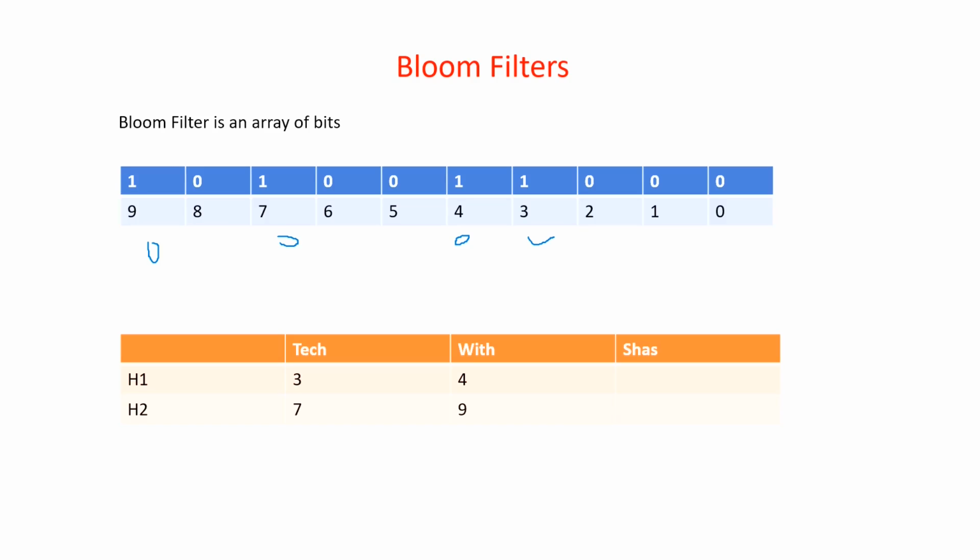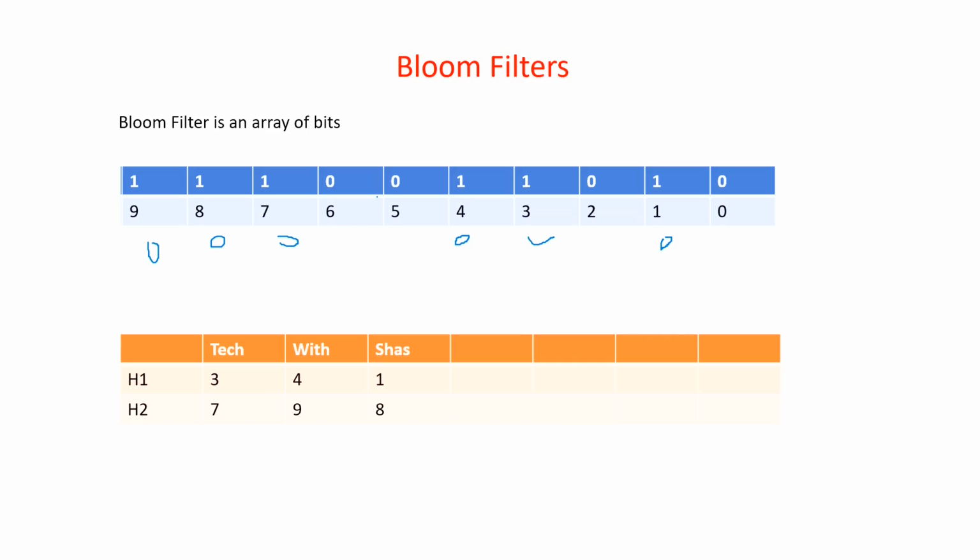So let's see the third string which we have searched, called SAS. SAS gave us 1 and 8. So now we are going to set 1 at position 1 and 8, right? Here we can see that it is set to 1 for both positions. So now we have seen a few strings like tech, with, and SAS, and we have got the respective hash numbers from the hash functions, and we have changed 0 to 1 for those positions in our array of bits in the Bloom filter, right?